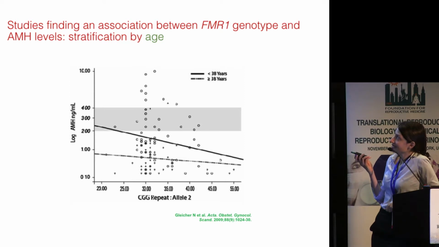Gleicher's group looked at AMH levels in carriers of different CGG repeats in allele 2, which is the longer repeat allele. And they found that in women younger than 38, there is a very clear association in that shorter CGG repeats have higher AMH levels relative to women with repeats that are higher than 35.